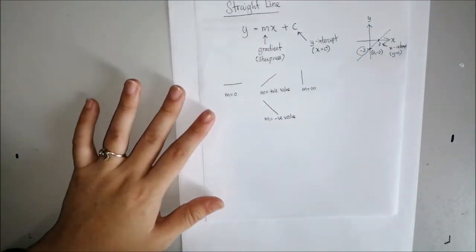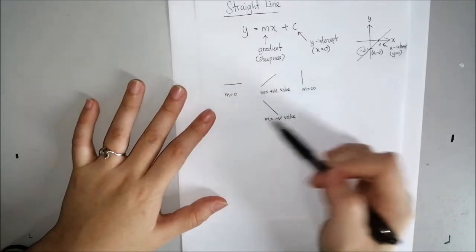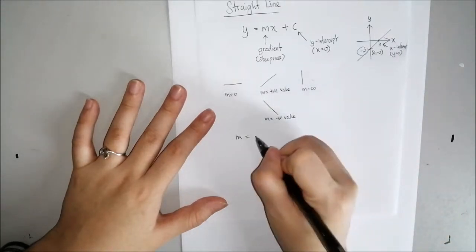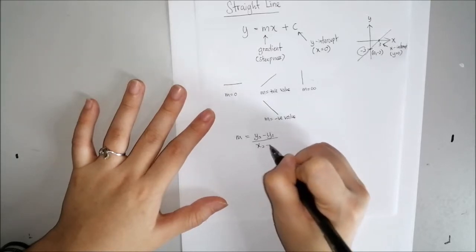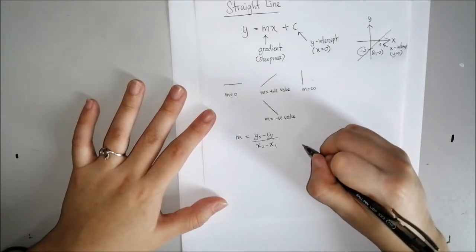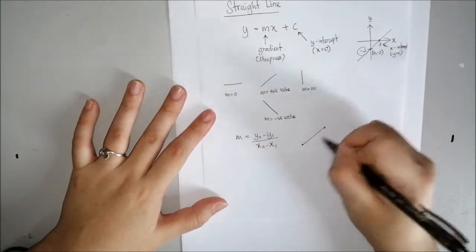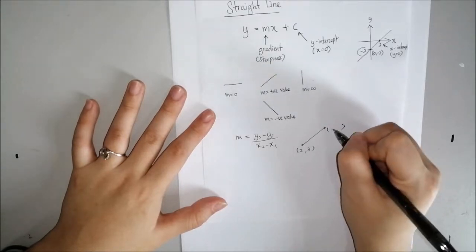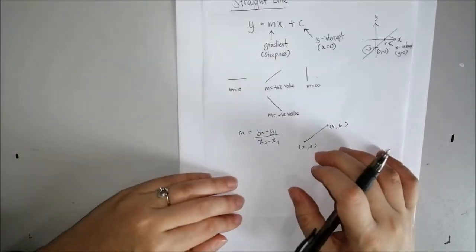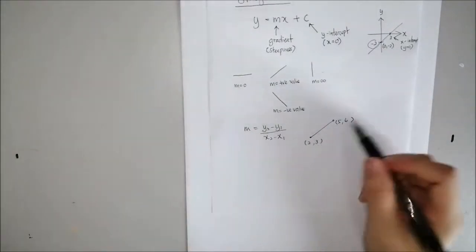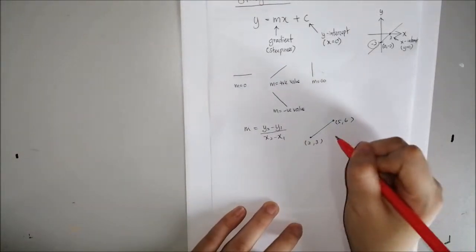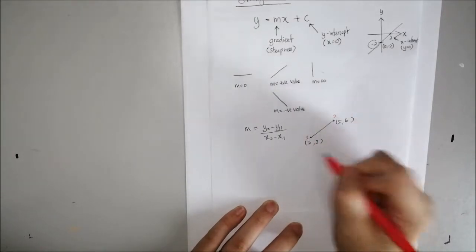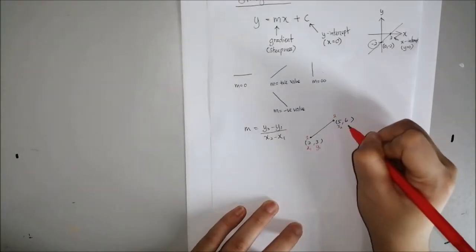Okay, so now how to find this m? Just now I said we can calculate this m, but how to find it? So m, what is the formula? M is y2 minus y1 over x2 minus x1. Okay, what does it mean? For example, let's say we have 2 points and we have coordinates for them. So this is (2, 3), maybe this is (5, 6), any value, depending on the question. It will give you 2 coordinates. Then you can label this as point 1 and this as point 2.